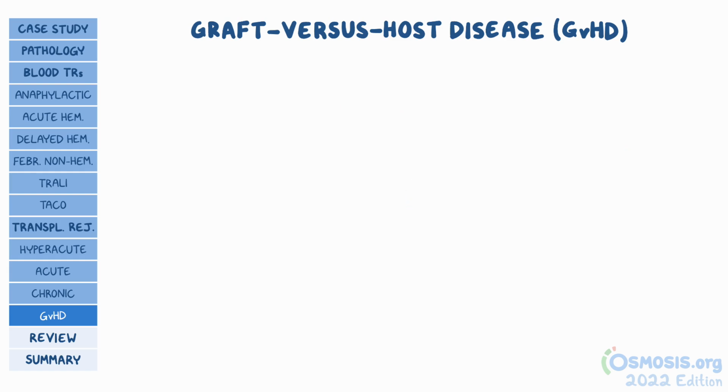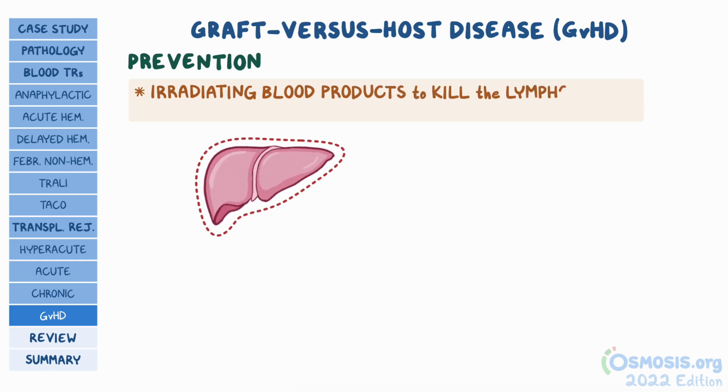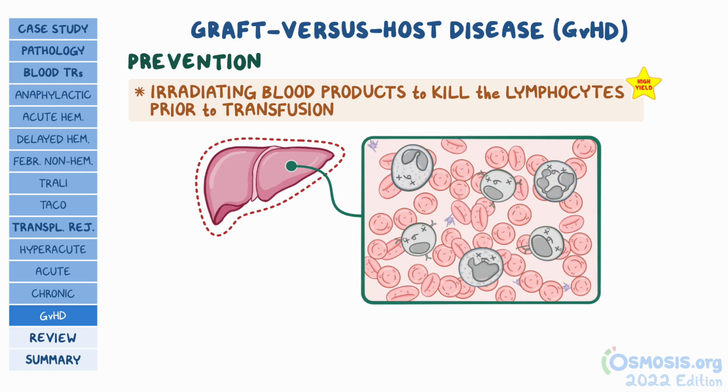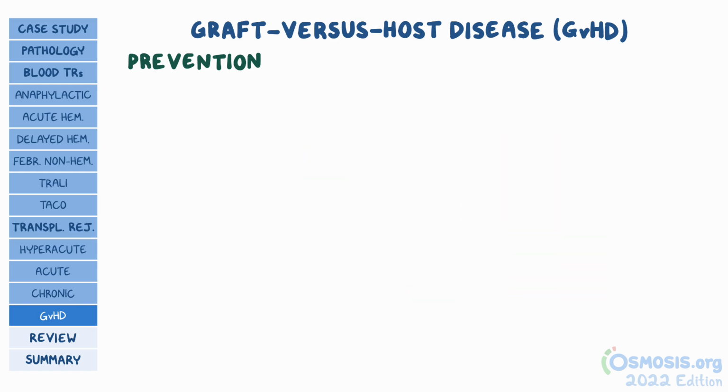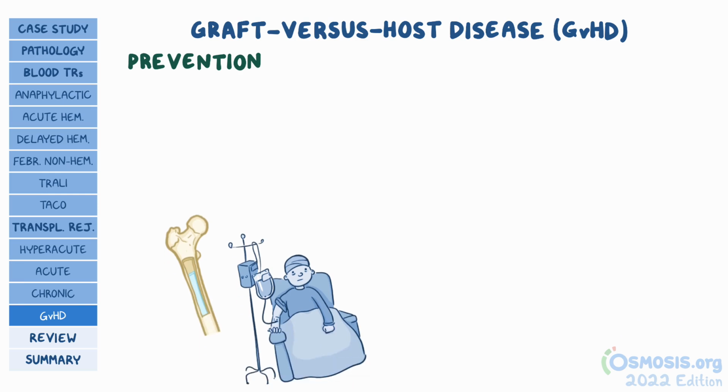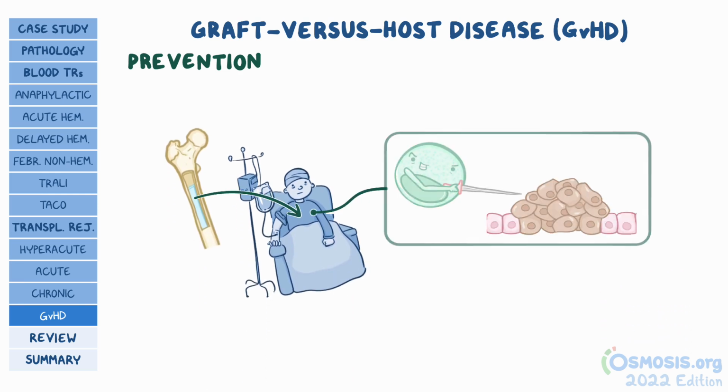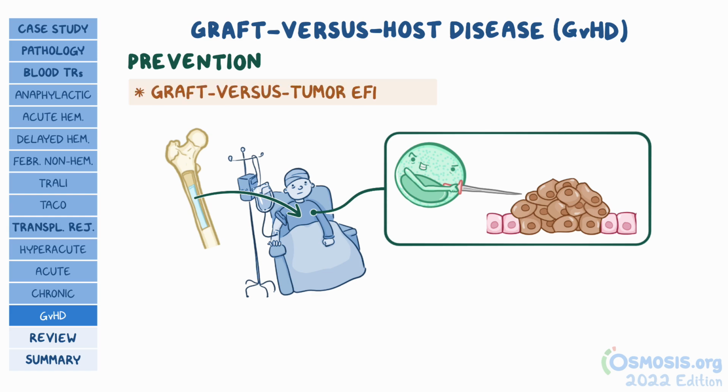The good news is that graft versus host disease can be prevented by irradiating blood products to kill the lymphocytes prior to transfusion. In certain situations, though, graft versus host disease can be induced on purpose in individuals who have leukemia, where the donor T cells from a bone marrow transplant attack and kill the host's leukemic cells. This is called graft versus tumor effect.